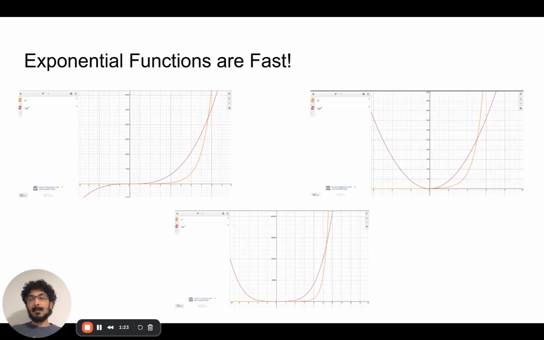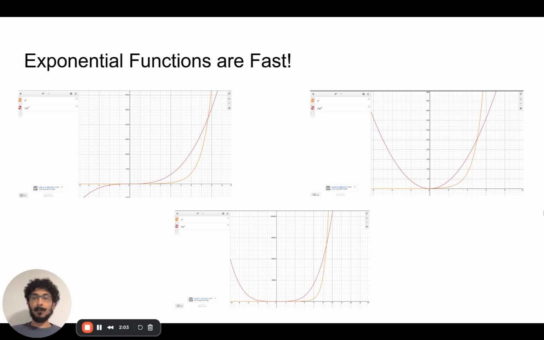When a is a positive number greater than 1, exponential functions become very, very fast growing, that is. You can see here as an example, we have 3 to the x next to x squared on the right, x cubed on the left, and x to the fourth on the bottom. You can see that eventually 3 to the x, which is the orange function, passes each one of these polynomial functions.